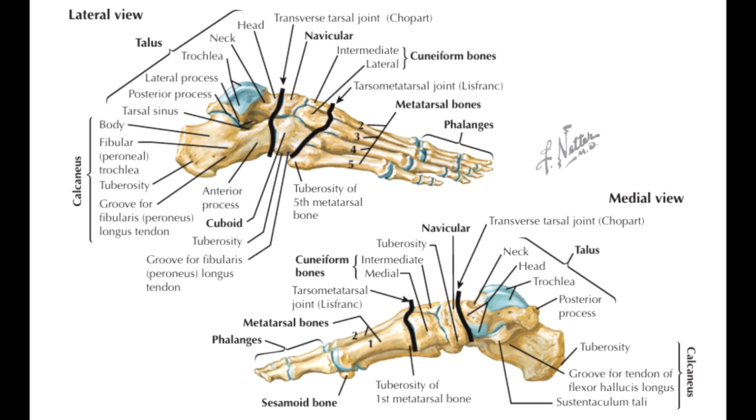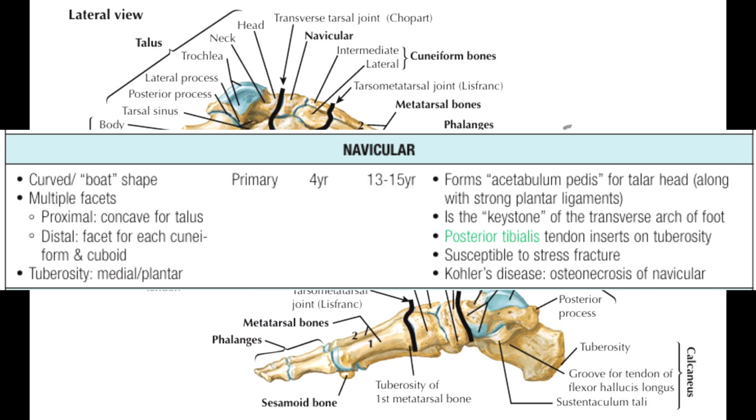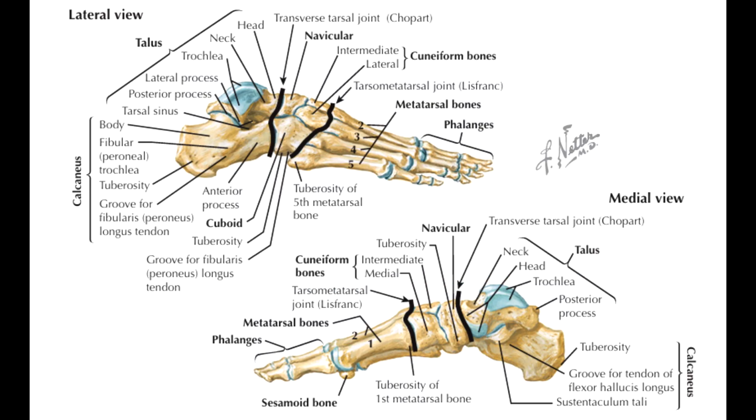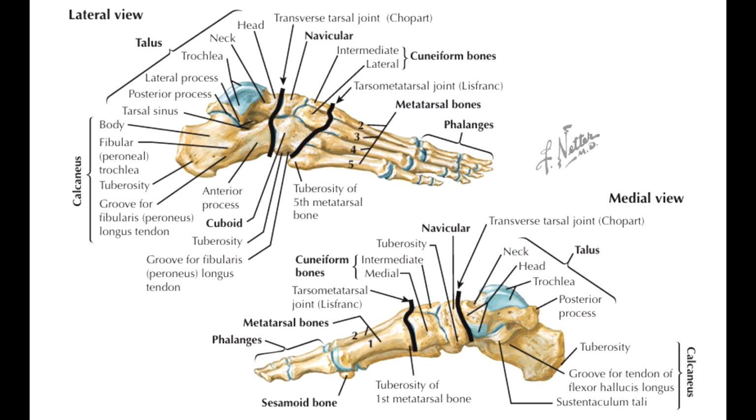The navicular. Next, let's examine the navicular bone, named for its boat-like shape. This bone is positioned medially between the talus posteriorly and the three cuneiform bones anteriorly. The navicular ossifies around 4 years of age and fuses by 13 to 15 years. Its most recognizable feature is the navicular tuberosity, which projects medially. This is the insertion site of the posterior tibial tendon, an extremely important tendon for arch support. Dysfunction of this tendon leads to collapse of the medial longitudinal arch and acquired flat foot deformity.